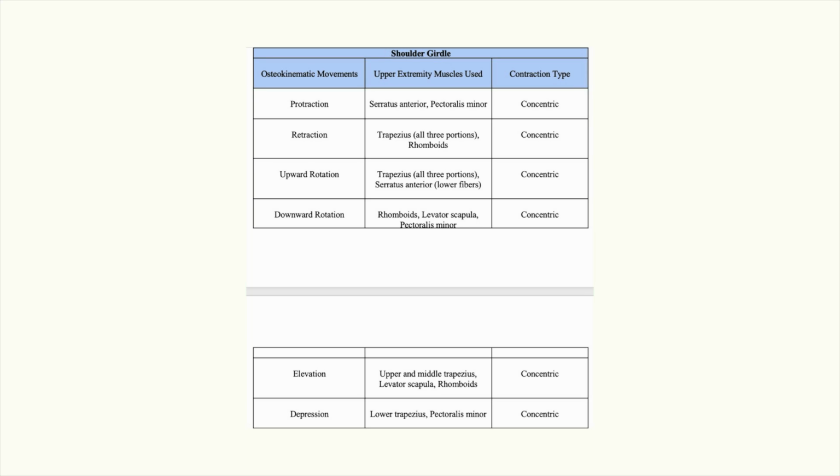Next, I used downward rotation as my movement. Alongside this, the upper extremity muscles used included the rhomboids, levator scapula, and the pectoralis minor, and the contraction type for this was concentric. Next, I used elevation, and alongside this, the upper extremity muscles used included the upper and middle trapezius, the levator scapula, and the rhomboids, and that was also a concentric contraction type. Lastly, I did depression, and this involved the lower trapezius and the pectoralis minor upper extremity muscles. And lastly, this was a concentric contraction.